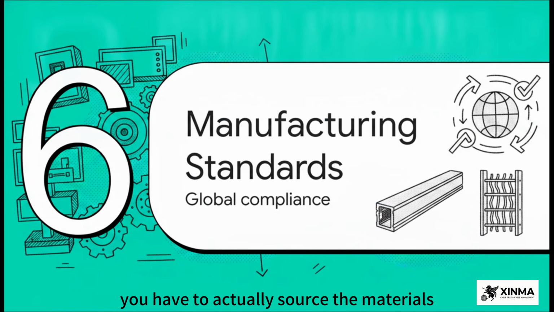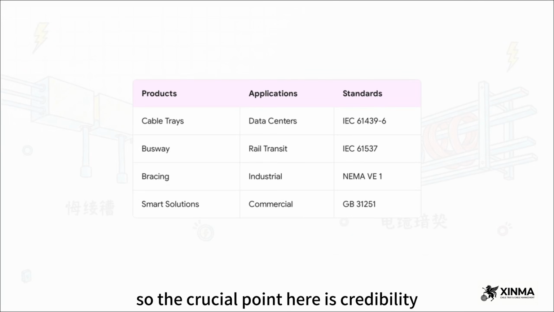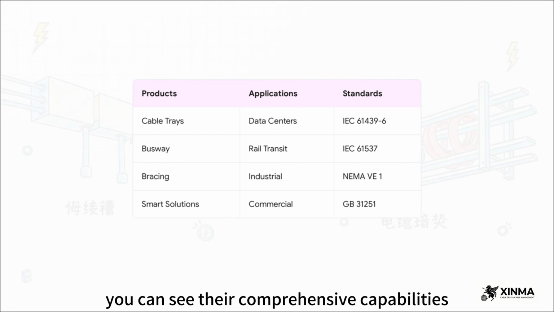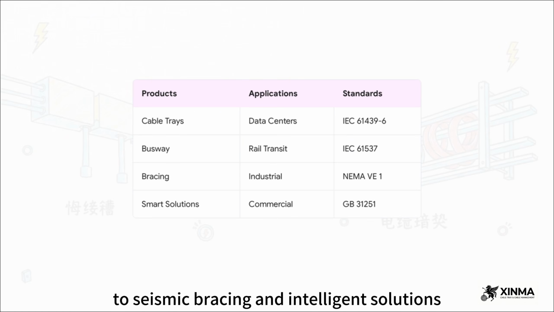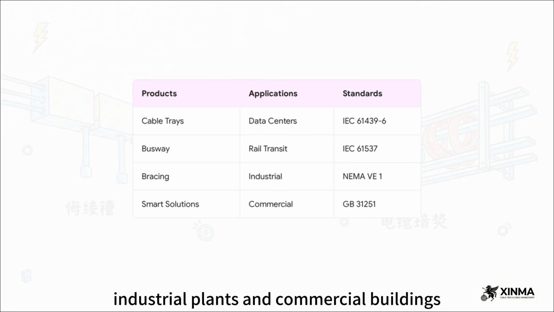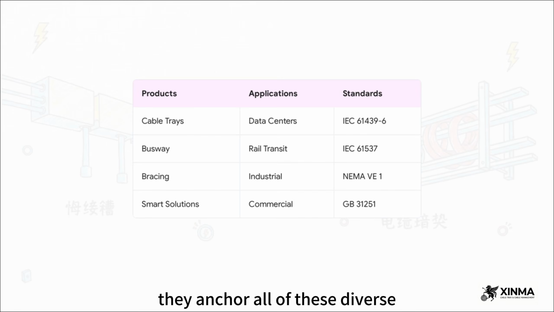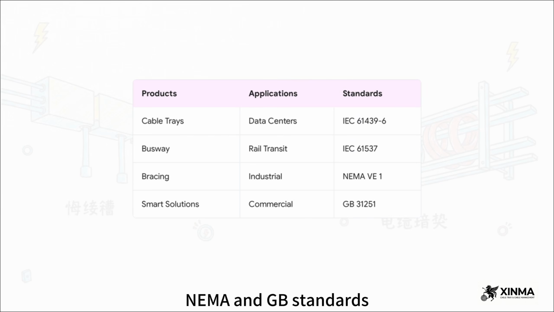Once you've made your decision, you have to actually source the materials. So let's look at part 6, manufacturing standards and global compliance. So the crucial point here is credibility. If we look at a manufacturer like Xinma, you can see their comprehensive capabilities. They've got everything from cable trays and busways to seismic bracing and intelligent solutions. And they apply these across data centers, rail systems, industrial plants, and commercial buildings. But the real takeaway, they anchor all of these diverse solutions in strict global standards, like IEC, NEMA, and GB standards. That is your baseline for quality.